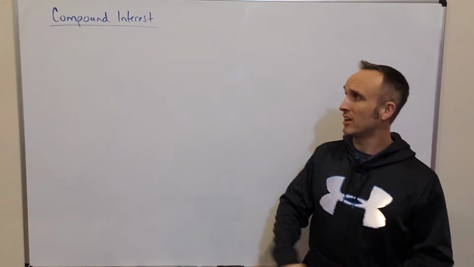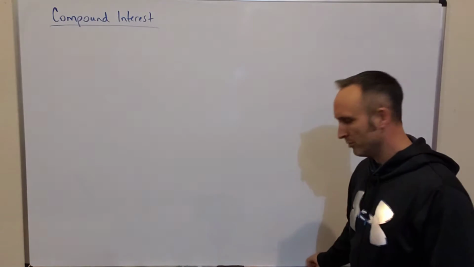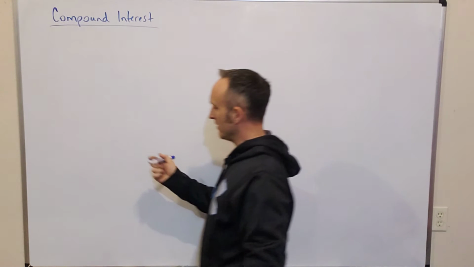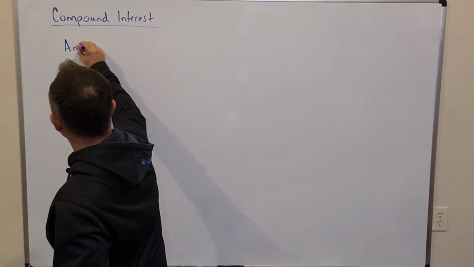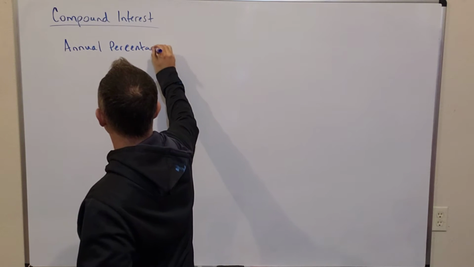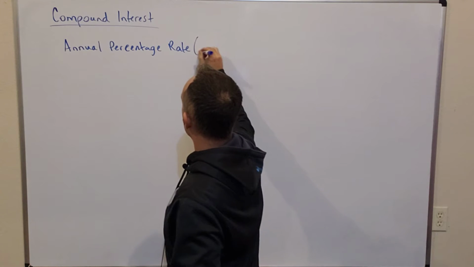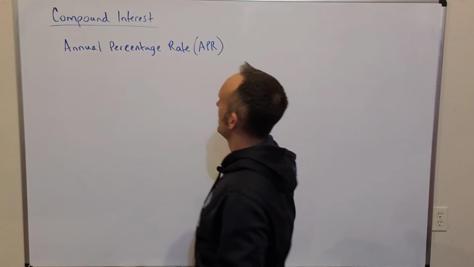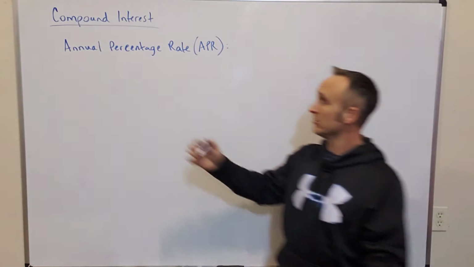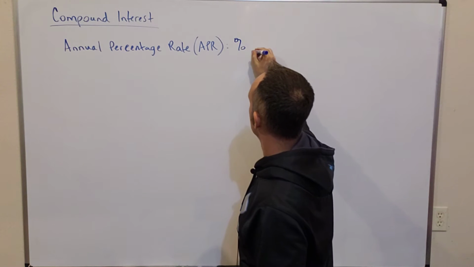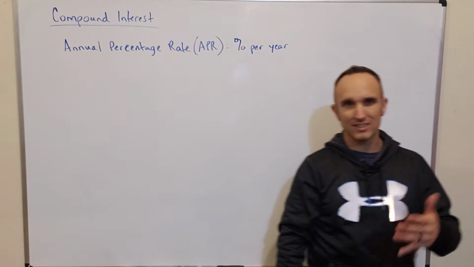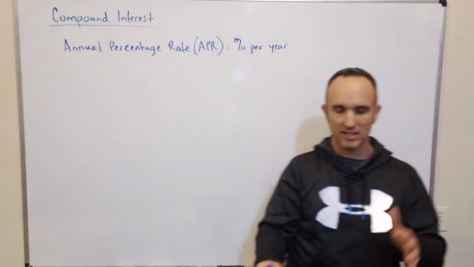Let's take a look at a really interesting topic of compound interest. And before we do that, we're going to talk about interest rates. So interest rates are usually given as an annual percentage rate, otherwise known as APR. Okay? And all that means is it's an interest amount. It's a percent per year. It's annual, so it's per year. Percent per year, okay?